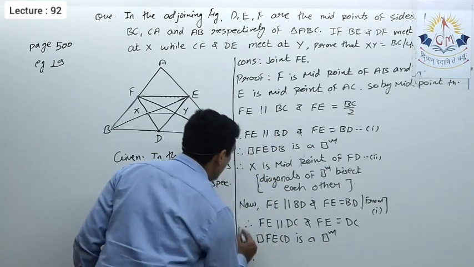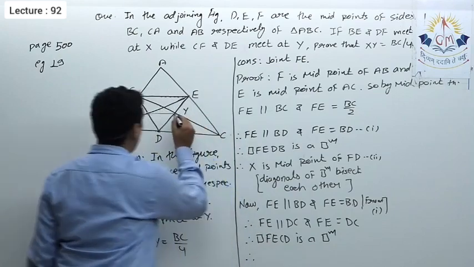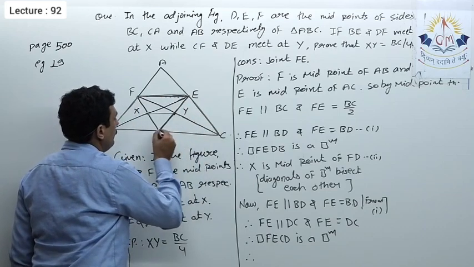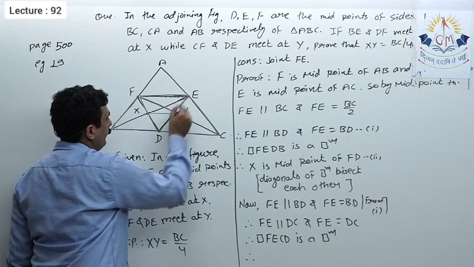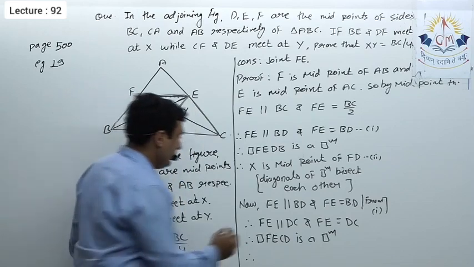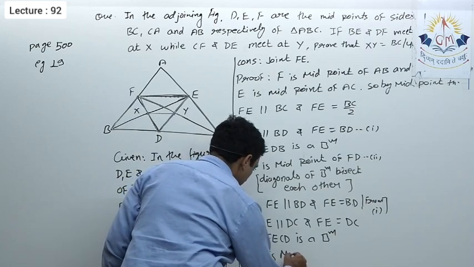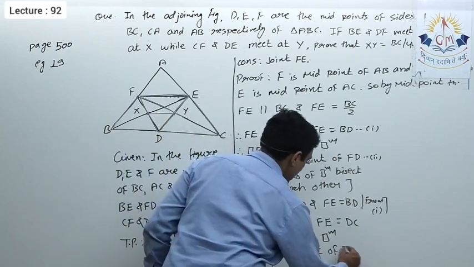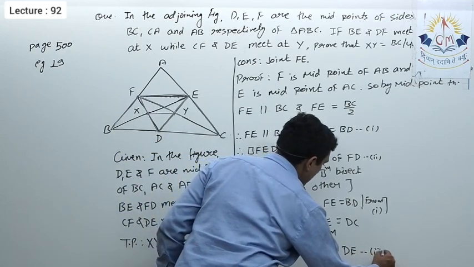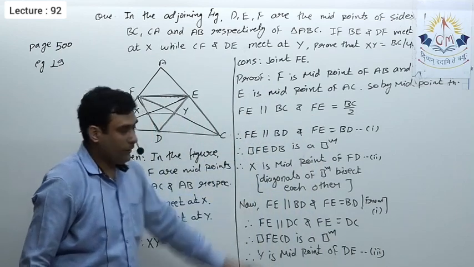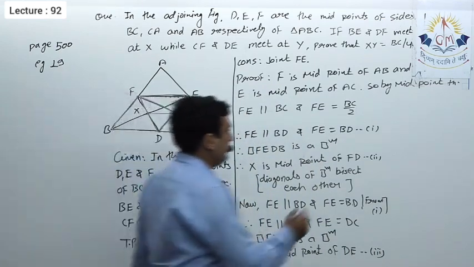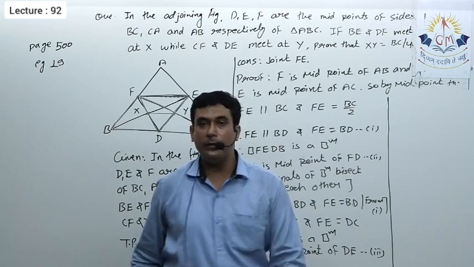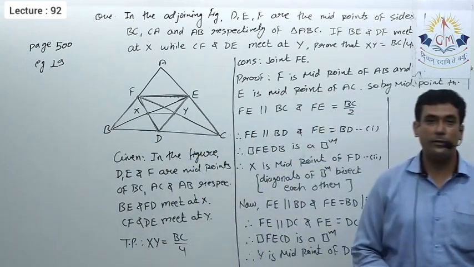Therefore I can say Y is the midpoint of DE. This is a parallelogram, diagonals bisect each other, as well as FC. Therefore Y is the midpoint of DE. Let it be third. Reason again: diagonals of a parallelogram bisect each other. I hope up to this it is clear. Now think for a while how we solve it further, then I will give you its further solution.